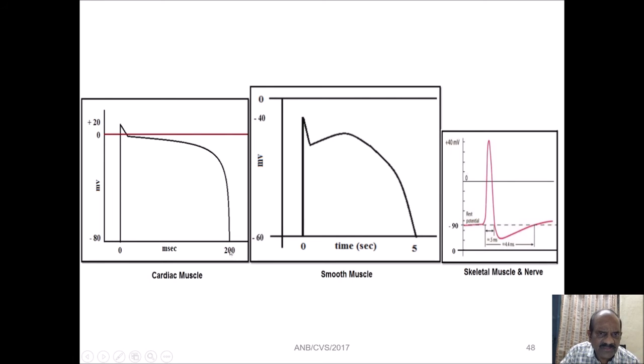The resting membrane potential is about minus 60 millivolts, and it remains all the time below the zero potential line. Now what does it mean? It means that a change of only 20 millivolts is produced. Why is it so in this case?